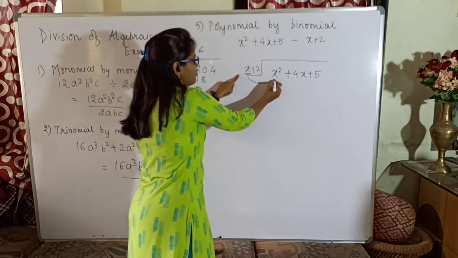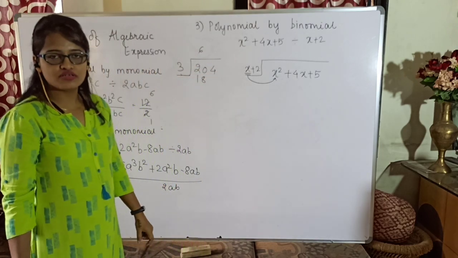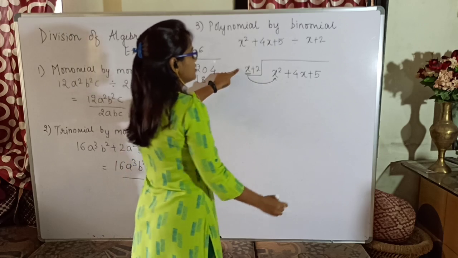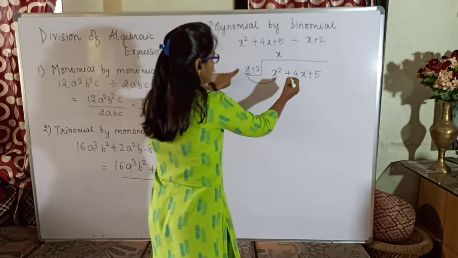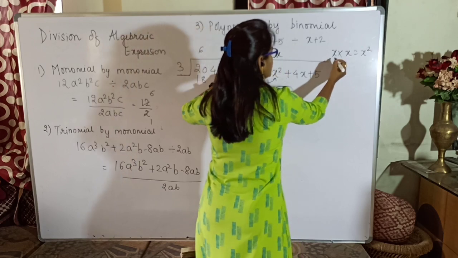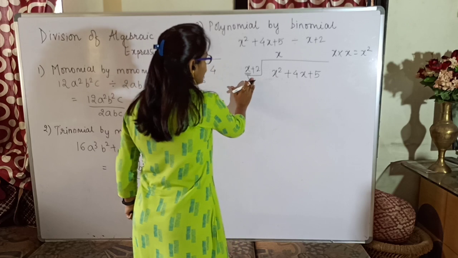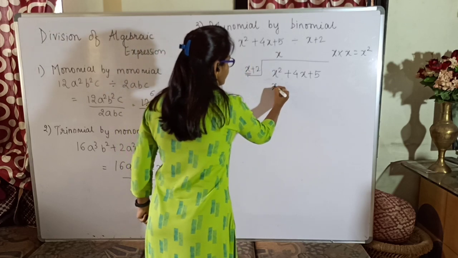from x, I want x square. So x has to be multiplied by what term? I will multiply x with x. So x into x gives me x square, right? So when I multiply x with x, I will be getting x square. So let us multiply x into x, x square.